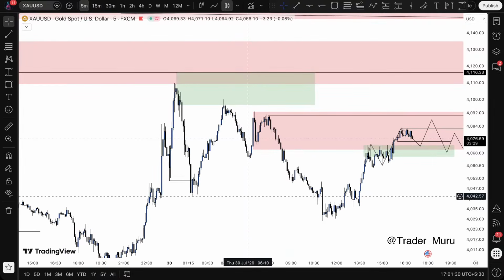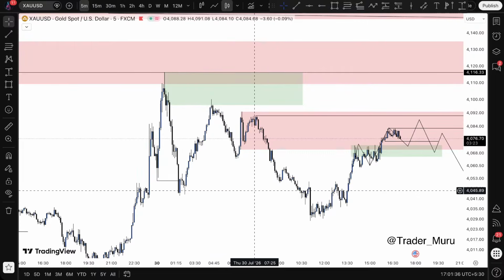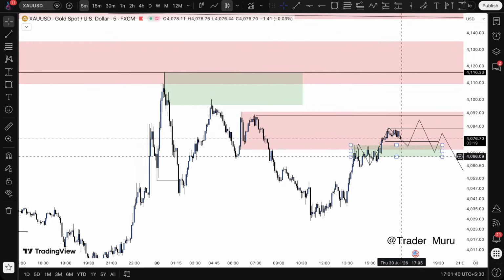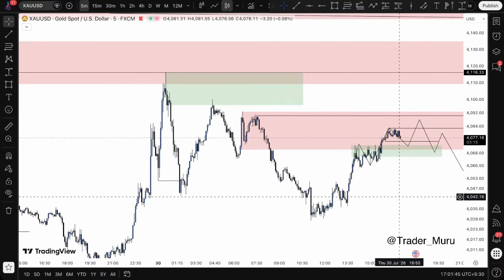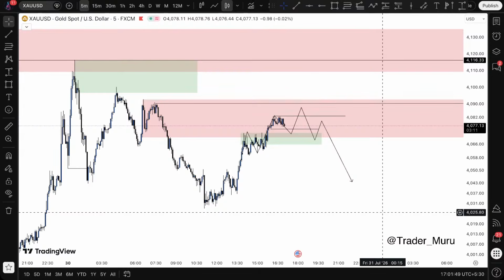Now it is still bearish. It is still bearish. But 5-minute is currently bullish. So we have to wait for a 5-minute structure change. Maybe we will get this kind of opportunity again. So better wait for it.